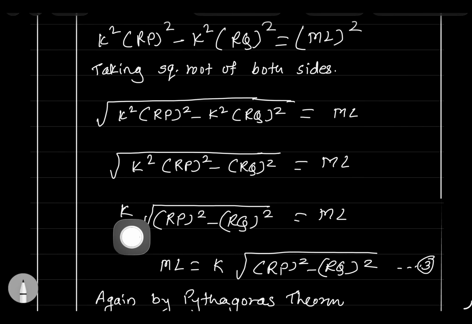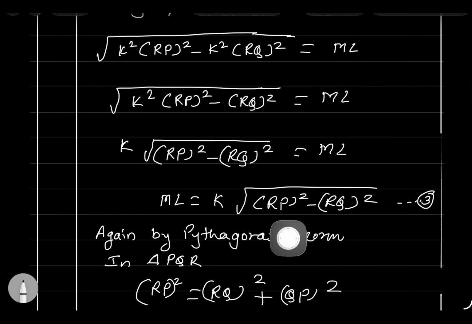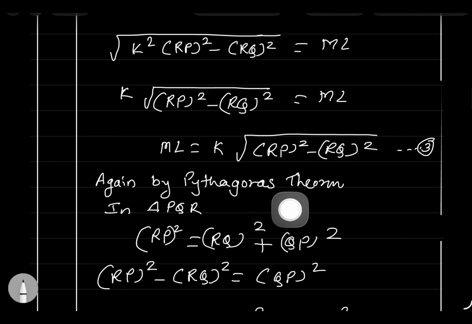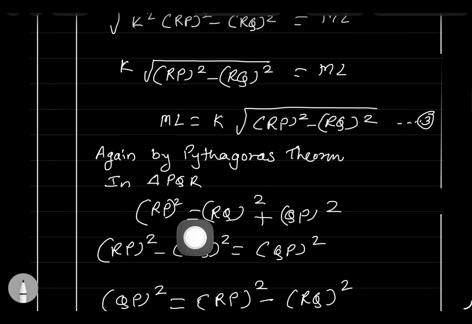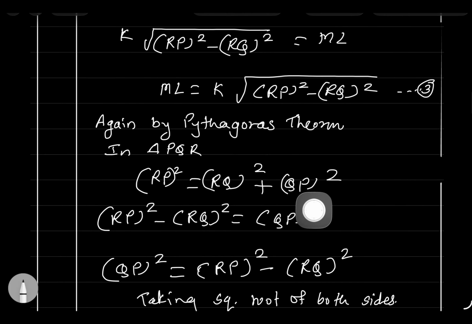K comes outside, meaning the square root of K square is K, and the remaining stays in the square root: RP square minus RQ square equal to ML. So ML equal to K in square root RP square minus RQ square. This is the third equation. Again by Pythagoras theorem, in the other triangle PQR, we have to solve the same way.